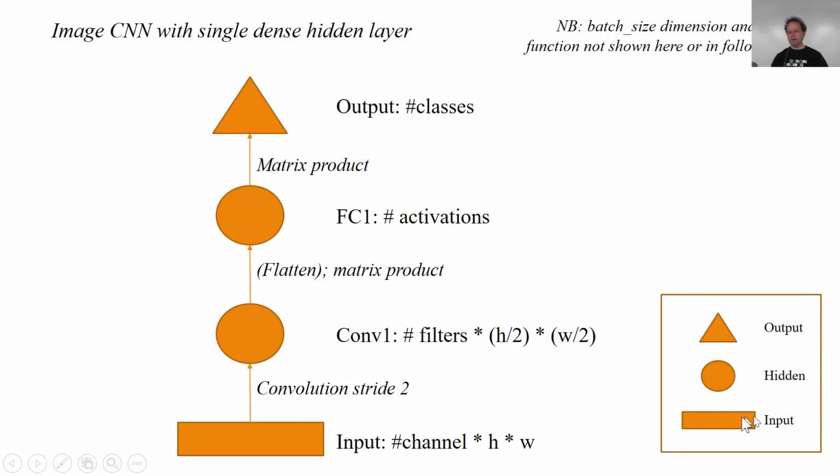Remembering, rectangle is input, circle is hidden, triangle is output. All of the shapes represent a tensor of activations. All of the arrows represent a layer operation.